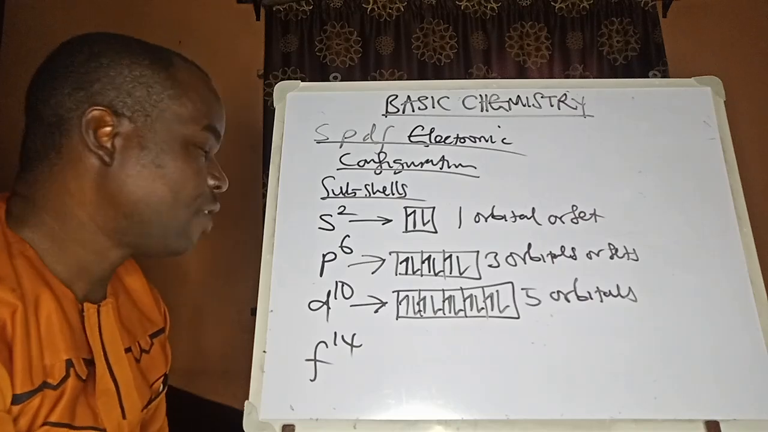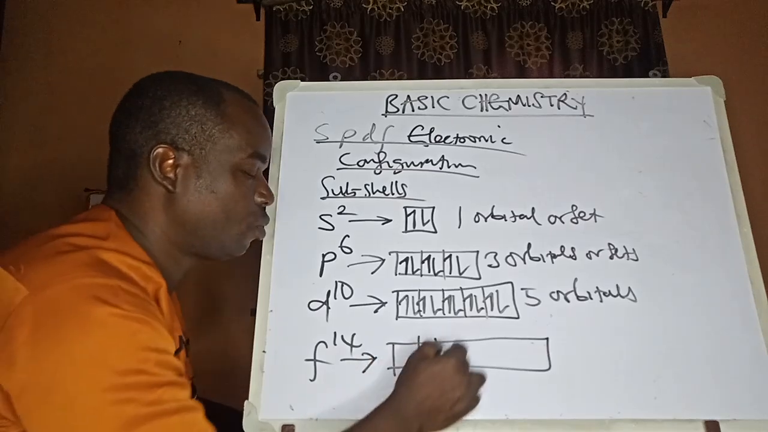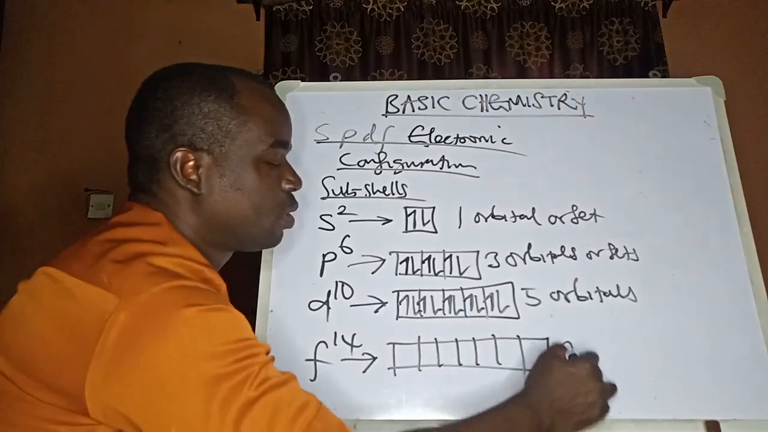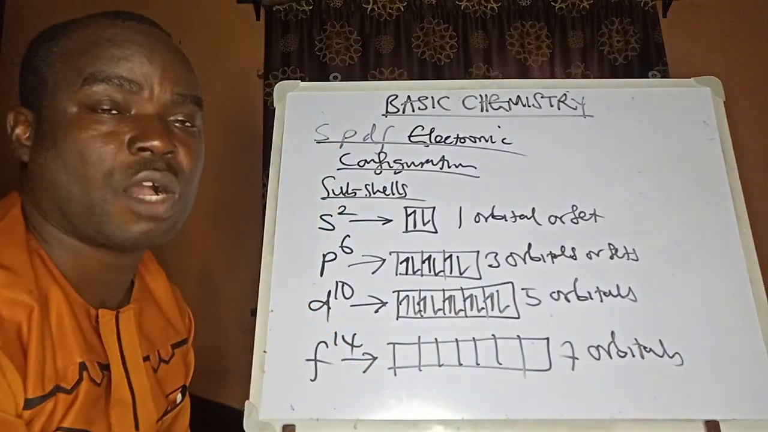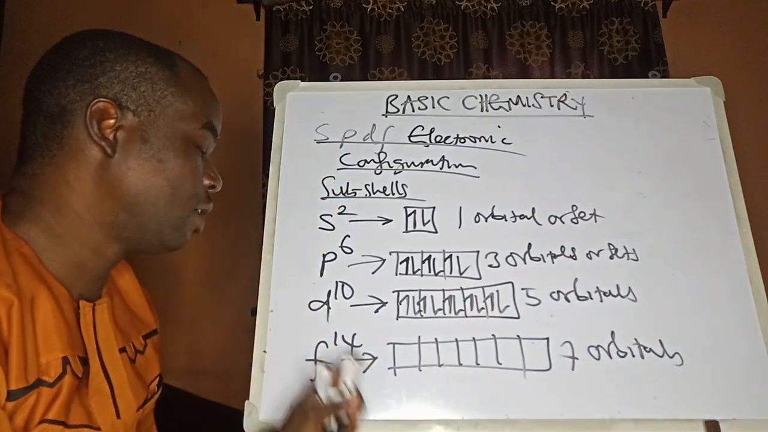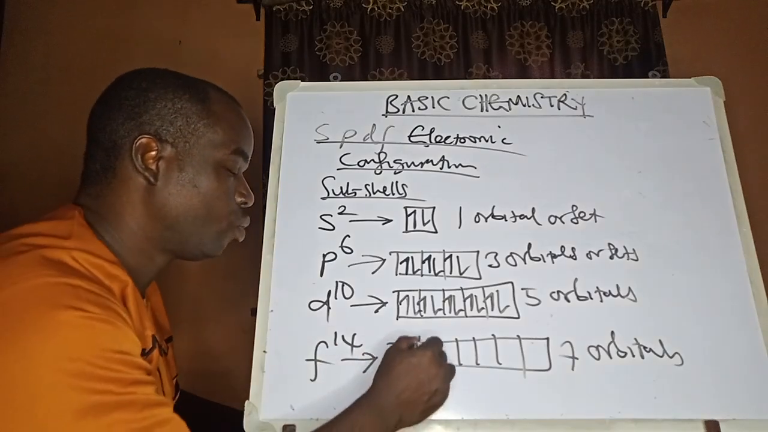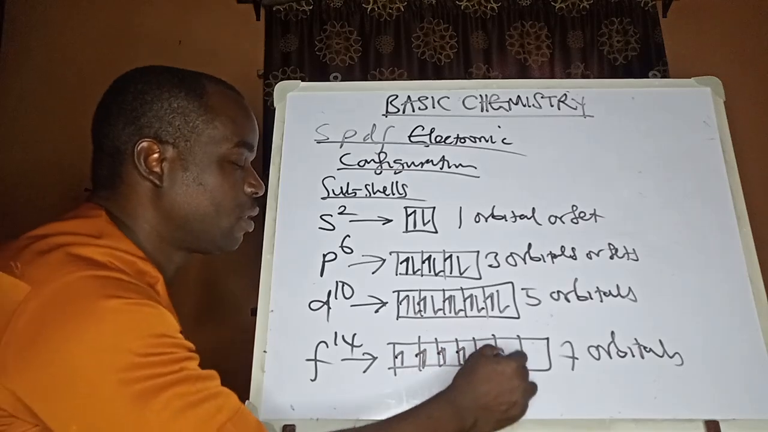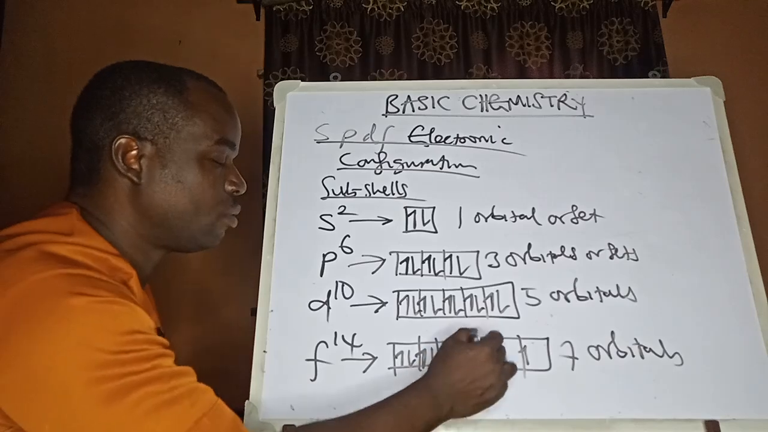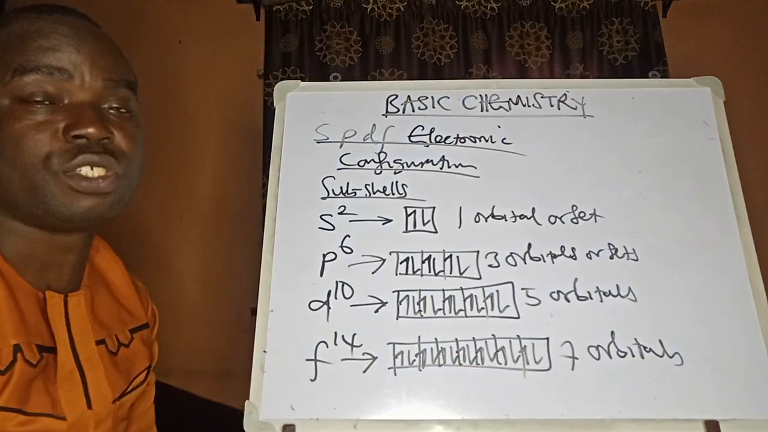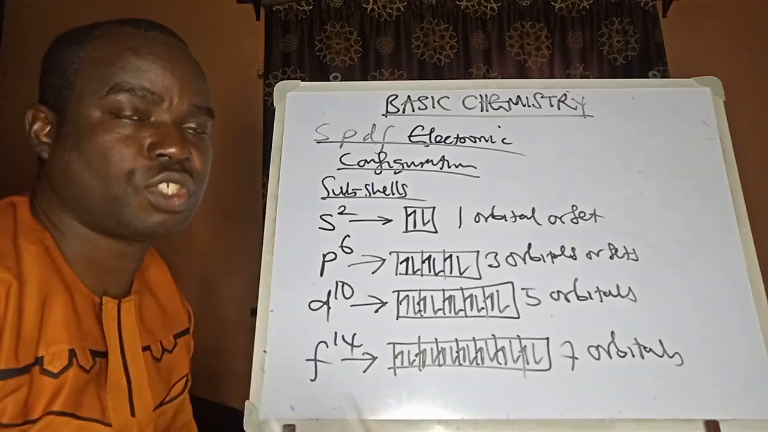Are you following? Finally, F has 7 boxes. 1, 2, 3, 4, 5, 6, so 7 orbitals. Are we good? 7 orbitals. So let's distribute the 14 electrons here. So we have 1, 2, 3, 4, 5, 6, 7, 8, 9, 10, 11, 12, 13, 14. So that's how to distribute electrons in the orbitals of a subshell.